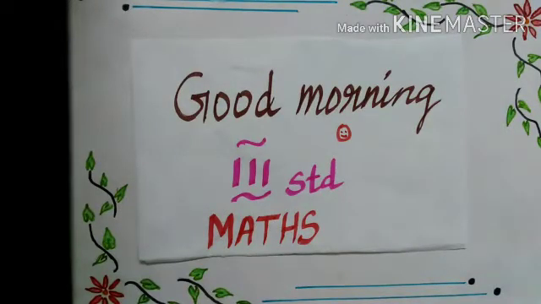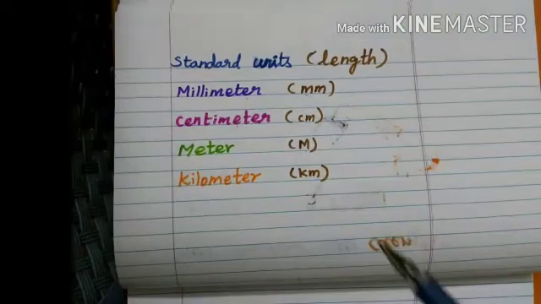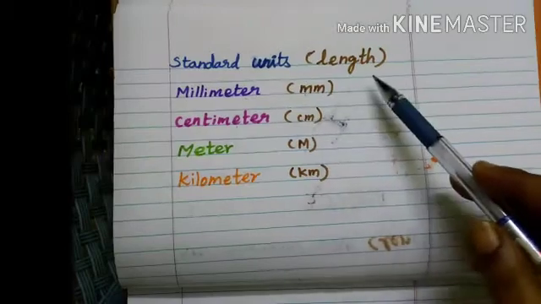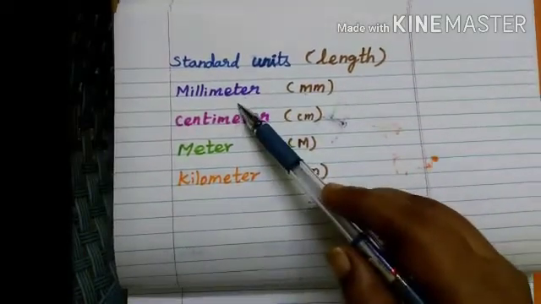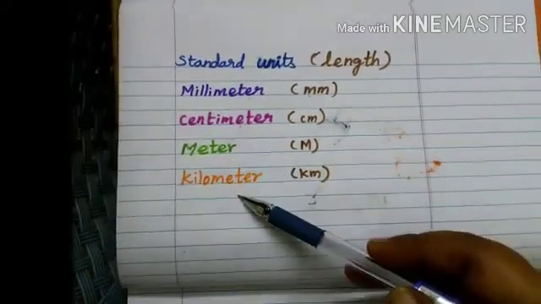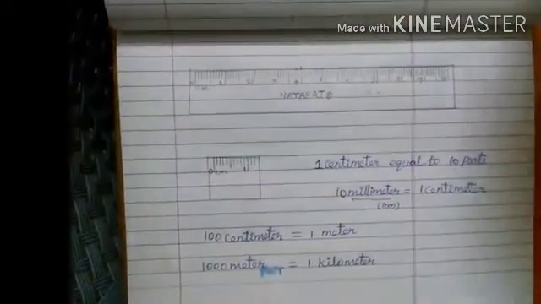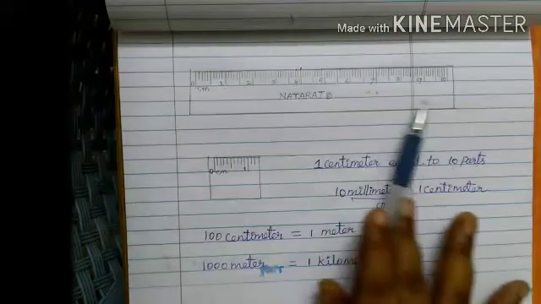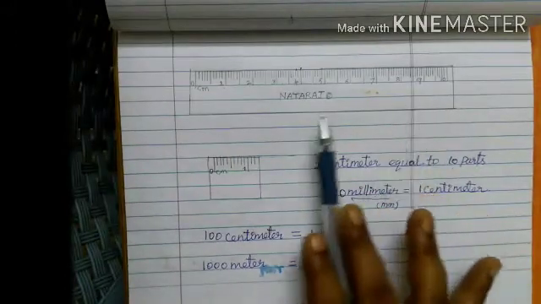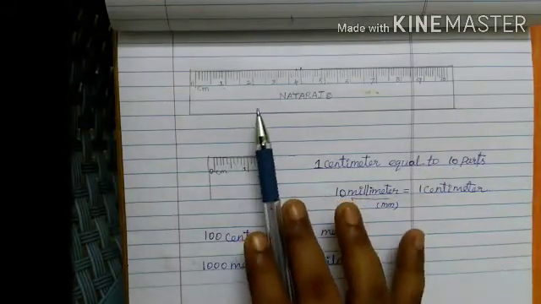Shall I move now to your book exercise? This is a standard unit of length: millimeter, centimeter, meter, kilometer. This measurement is used to measure with the help of a scale or ruler. This is called a ruler or scale.